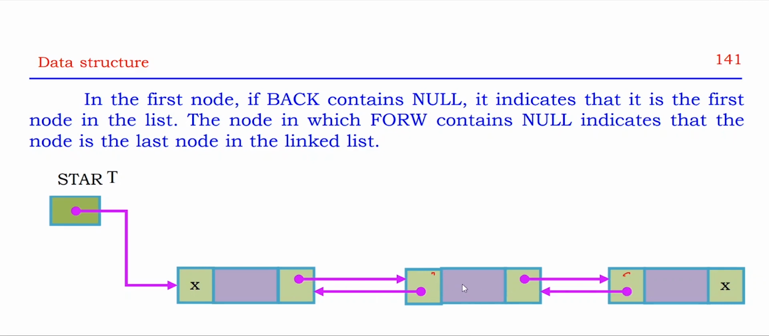So this is the data, meaning it has the next node address, and also the previous node address. That's how we can traverse in both directions. That's why it's called a doubly linked list, because we have two link fields.